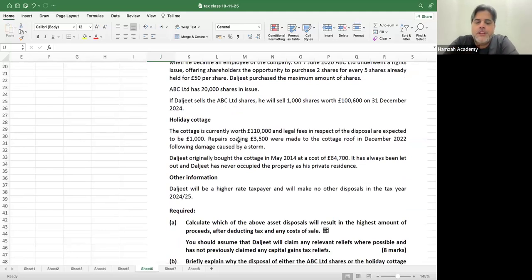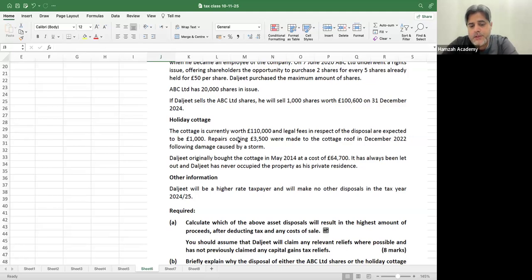Diljit originally bought the cottage in May at a cost of 64,700. It has always been let out, and Diljit has never occupied the property as his private residence. Other information: Diljit will be a higher rate taxpayer and will make no other disposals in the tax year 24-25.